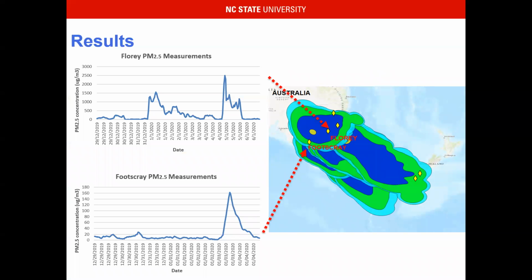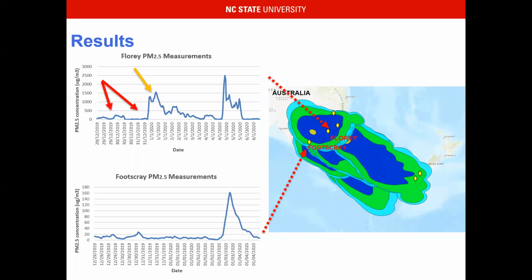As seen in the Fullarton and Foodstream monitoring site graphs, they started with normal PM2.5 concentrations, which are under the legislation value. Between the 29th of December and the 31st of December, the wildfire plume had not reached the monitoring sites yet. However, when the plume reached these monitoring sites on the 1st of January, PM2.5 concentrations rapidly increased and reached 1,500 micrograms per cubic meter for that day.